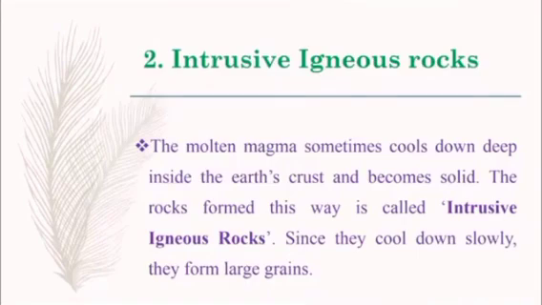Next, we are going to learn about intrusive igneous rocks. The molten magma sometimes cools down deep inside the earth's crust and becomes solid. The rocks formed this way are called intrusive igneous rocks. Since they cool down slowly, they form large grains.